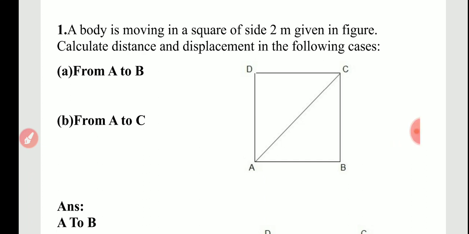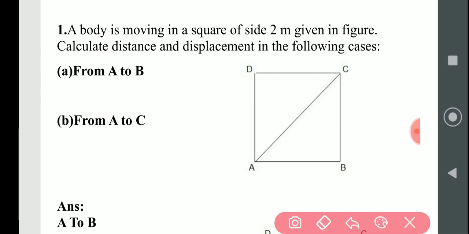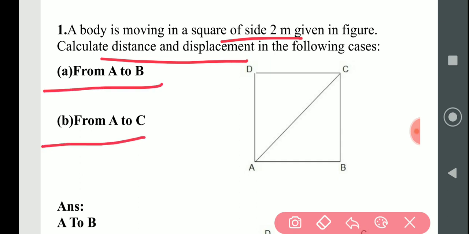In this class, we discuss some numericals of distance and displacement. Let's start with the first question. A body is moving in a square of side 2 meter given in figure. Calculate distance and displacement in the following cases. A, from A to B. B, from A to C.